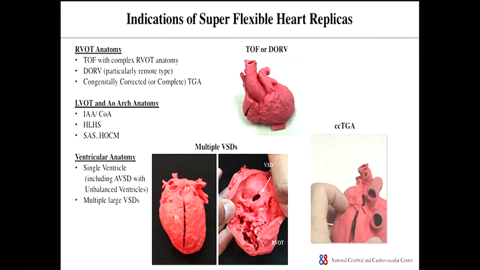And another good indication is a ventricular septal defect with multiple large VSDs like this. Also single ventricle, including AVSD with unbalanced ventricle, to make the decision between single ventricle or double ventricular repair.